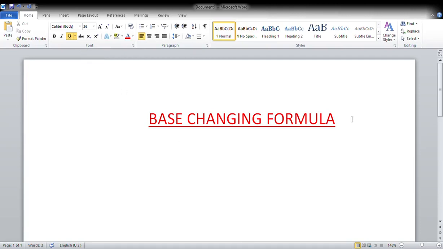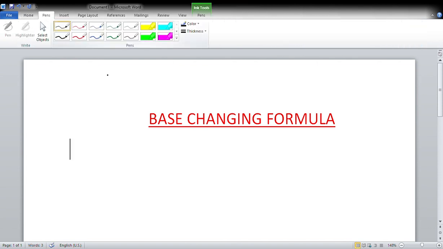So, in this chapter, we'll discuss the base changing formula of log. Because previously we have already studied many examples with log mathematics, so I hope you can understand those problems. In this chapter, we'll be studying the base changing formula of log, right?